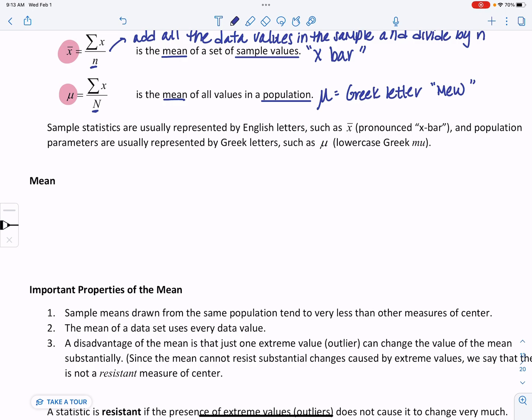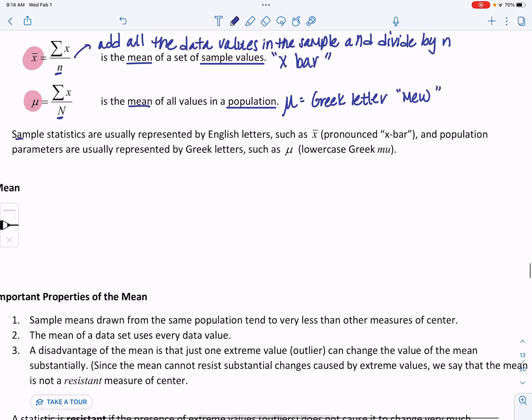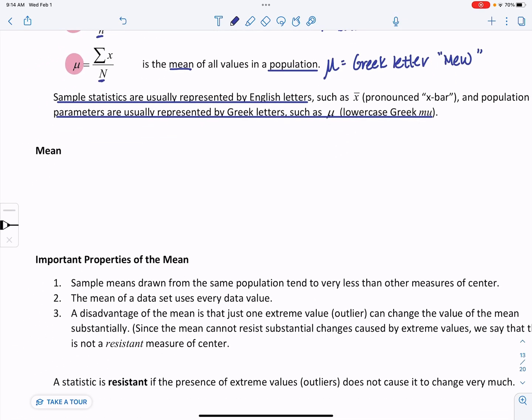When we do sample statistics, we are going to use English letters, the ones that you are familiar with. So that's the X bar. And when we deal with population parameters, remember a statistic goes with a sample, a parameter goes with a population. When we do parameters, we use the Greek letters. And there is mu again.